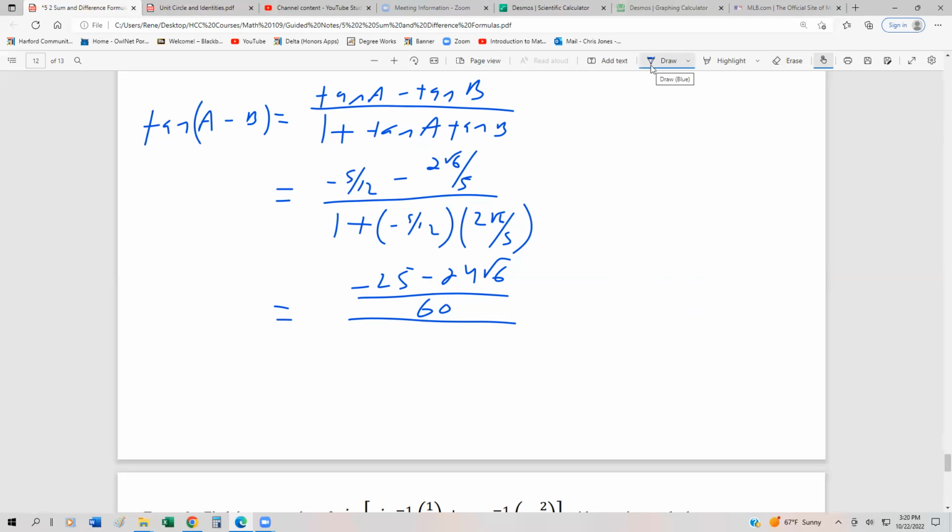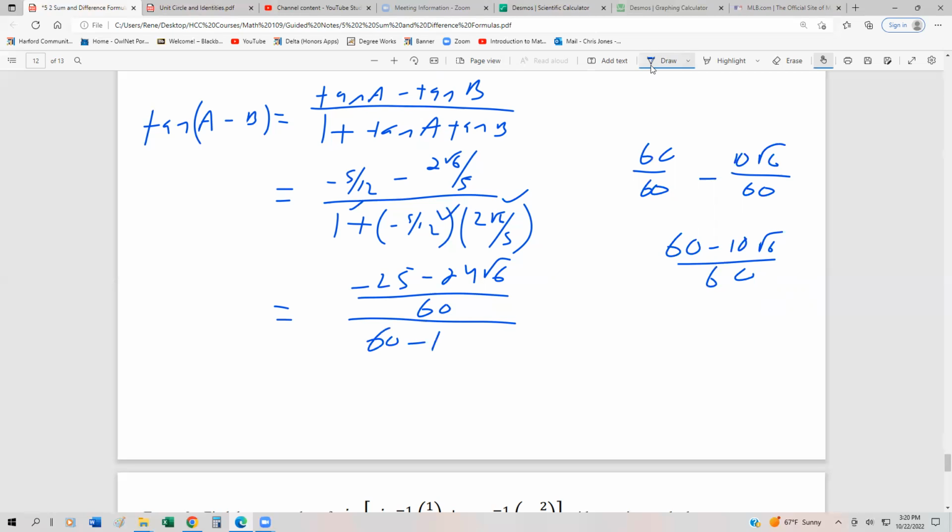So if we multiply these two together, that's going to give us negative 10 roots of 6 divided by 60. And then we have this 1, which we can turn into 60 over 60. All right, so the denominator is going to become 60 minus 10 roots of 6 over 60. Okay, so this is going to be 60 minus 10 roots of 6 divided by 60.